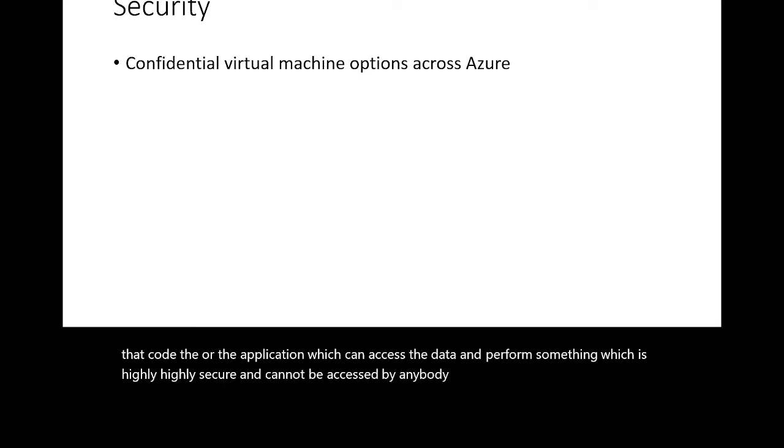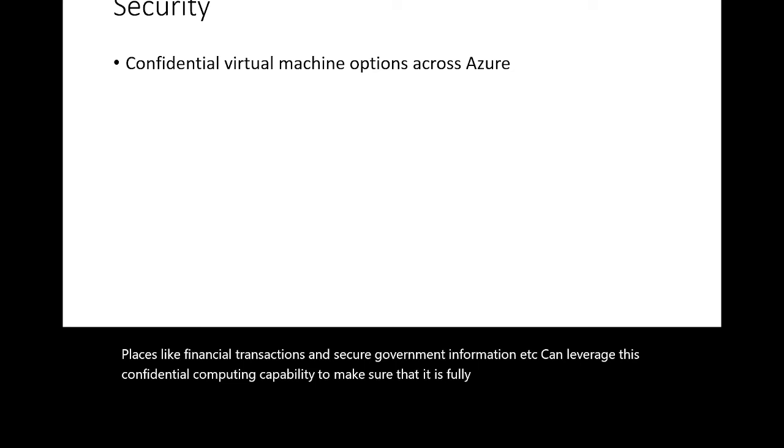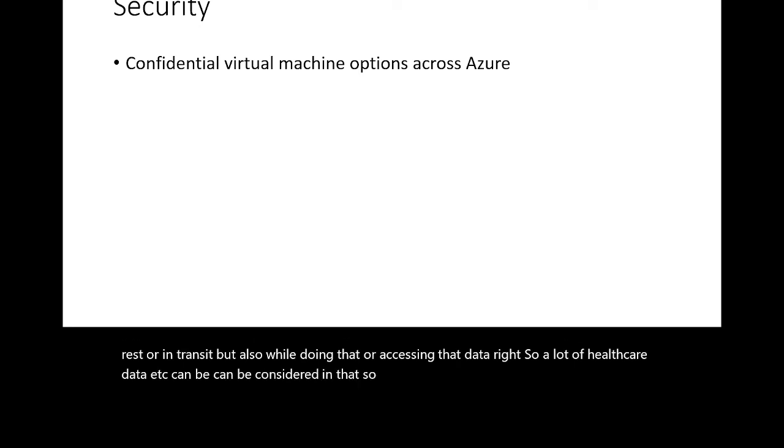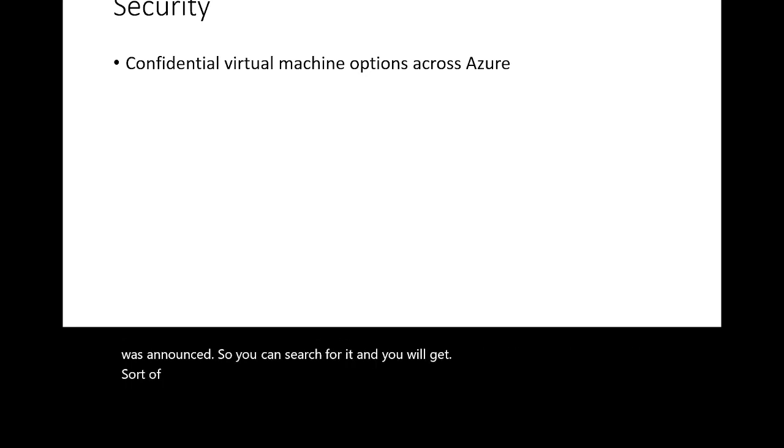So in places like financial transactions and secure government information, etc., can leverage this confidential computing capability to make sure that it is fully secure. It is not just secure at rest or in transit, but also while accessing and processing that data, right? So a lot of healthcare data, etc., can be considered in that. So that's what confidential computing was, and it was announced. You can search for it and you will get a lot of nice videos and articles talking about it.